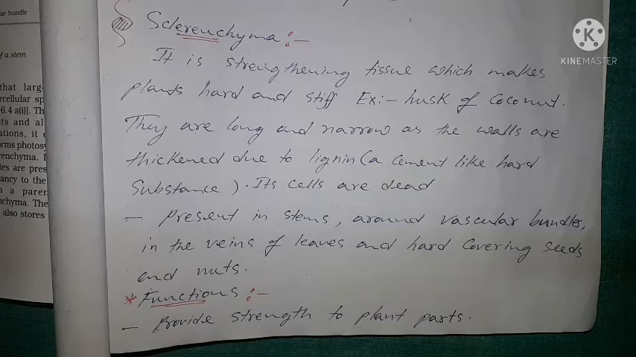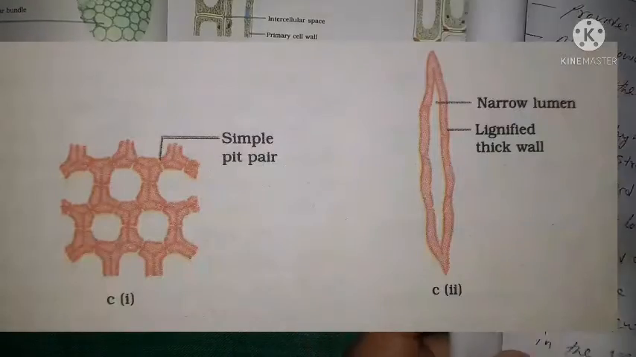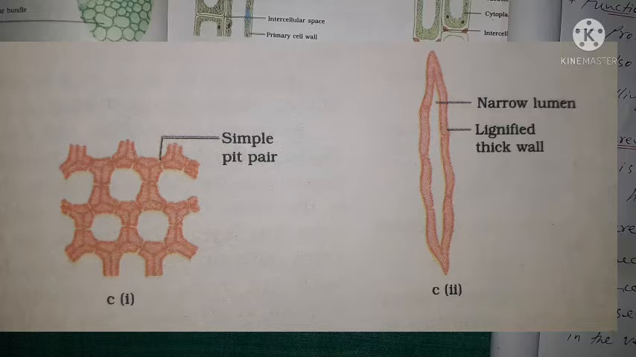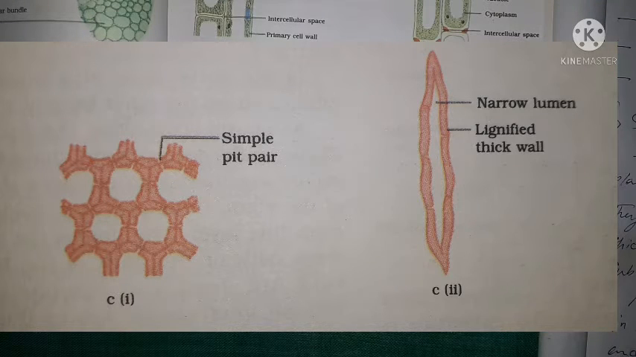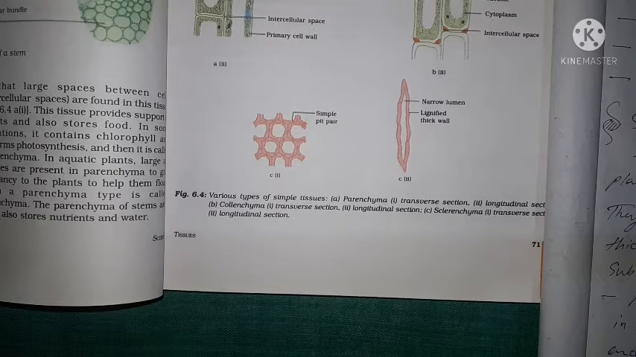Its cells are dead. As you can see in the picture, the first picture is of sclerenchyma in transverse section, and the second one is in longitudinal section. They are long and narrow, as we can see in the picture, as the walls are thickened due to lignin. The walls are quite thick due to lignin. Lignin is a type of substance present in these cells. It is like a cement-like hard substance, so it gives toughness to the plant. Its cells are dead.